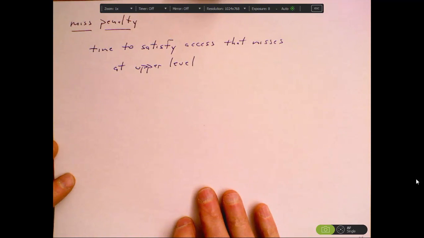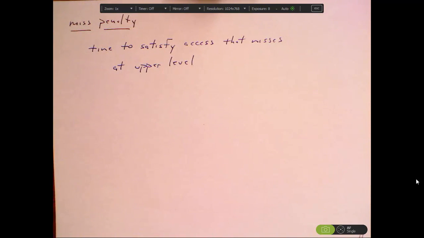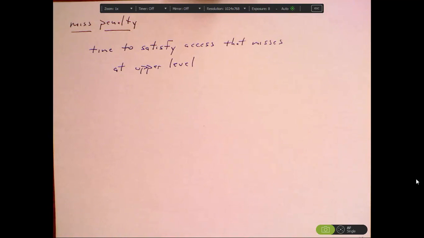A characteristic of the system that we need to think about is the miss penalty. If I in fact miss at a higher level, what time does it cost me to satisfy that access by having to go to the lower level to retrieve it? Okay. So in some sense, you can think of the miss penalty as how important is it for me to have a high hit ratio, because when I miss, I've got to go pay a big penalty to use the slower performing memory at a lower level.